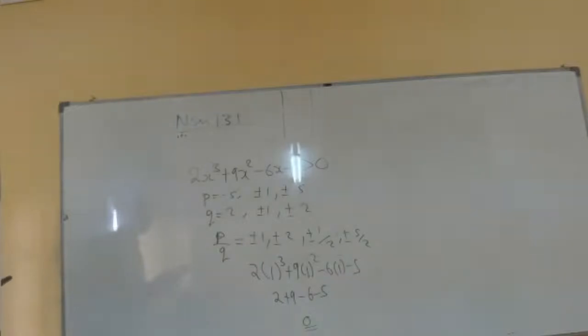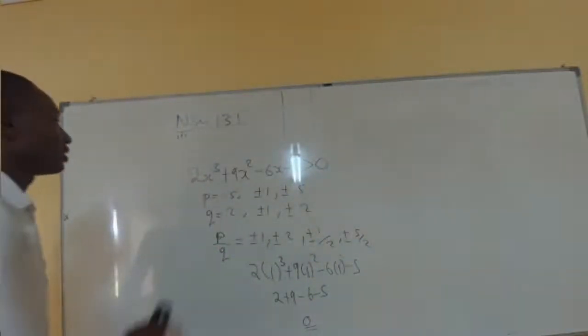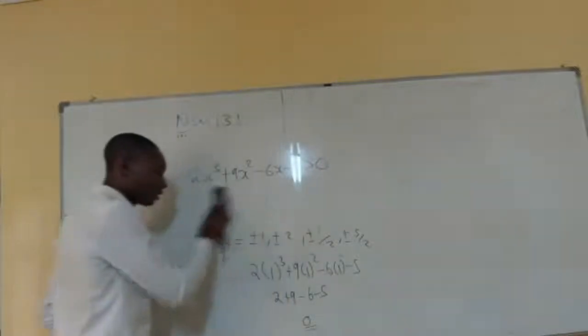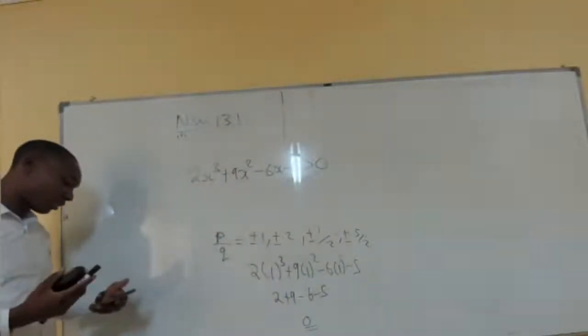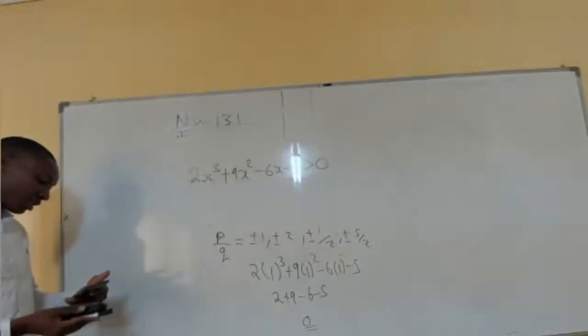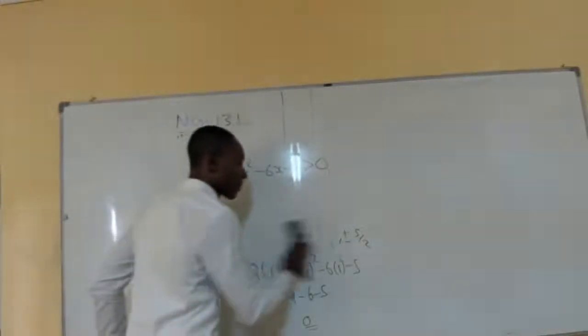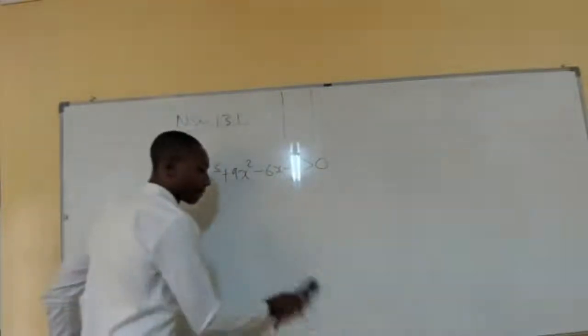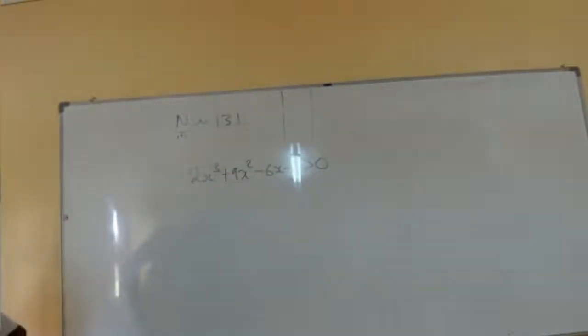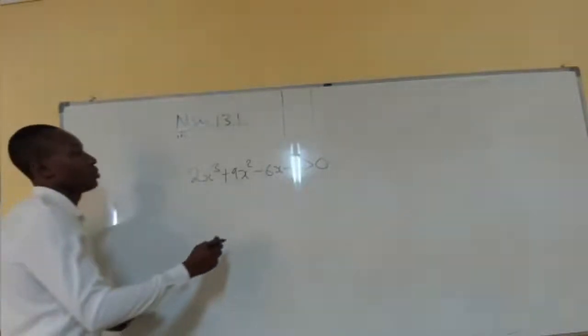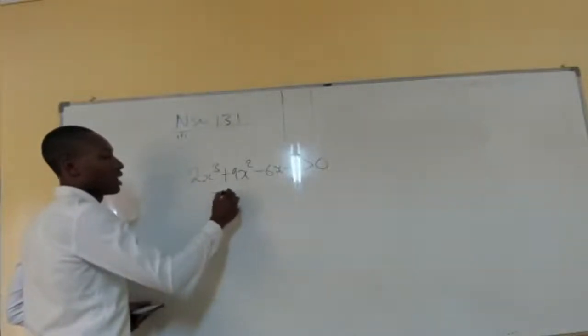But the actual factor is x minus 1. So that's the actual factor in question. We're now going to use the synthetic division method after this. By use of synthetic division, what we are going to say is we found x as 1.